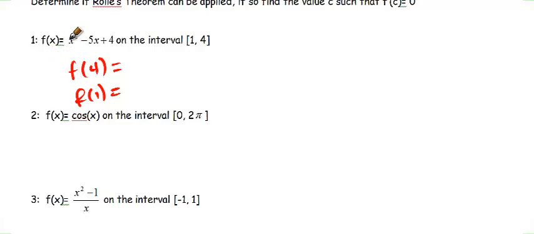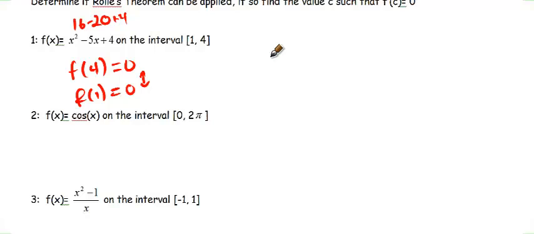So let's see what f of 4 is. 16 minus 20 plus 4, well, that's 0. f of 1, well, 1 plus 4 is 5, minus 5 is 0. Okay, they don't have to equal 0, but they have to equal each other. If they happen to equal 0, that's fine too.